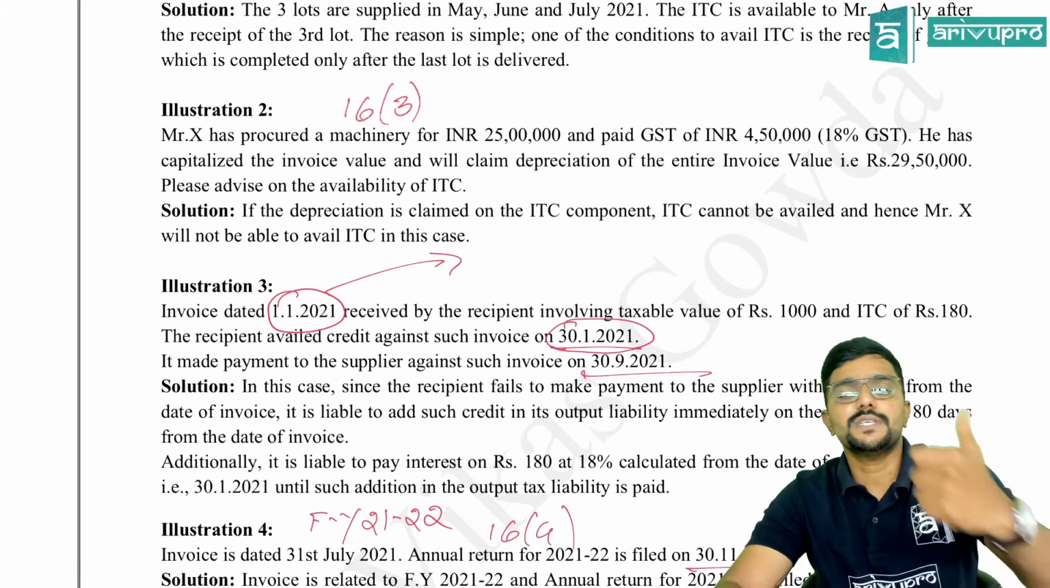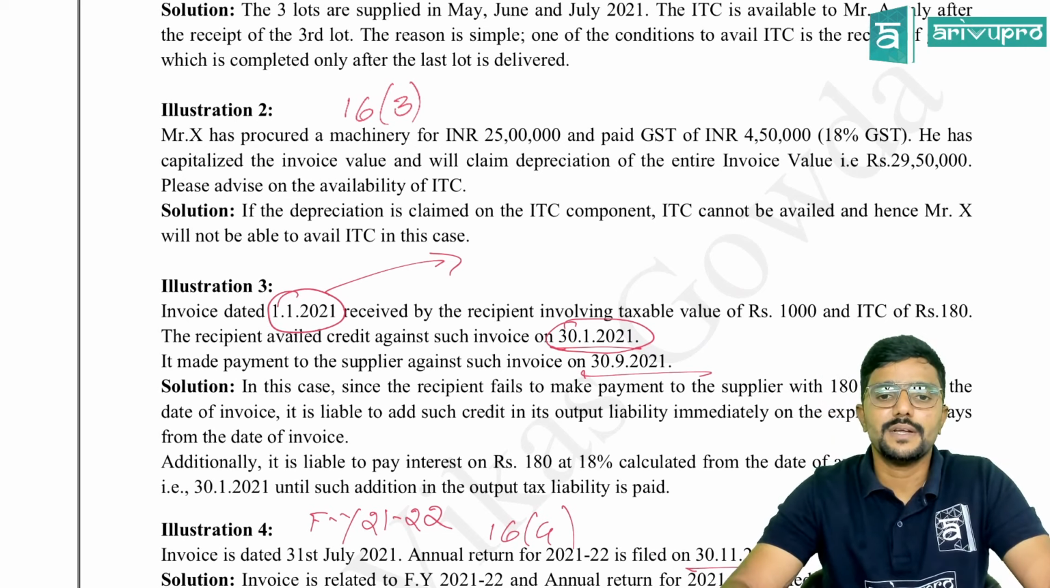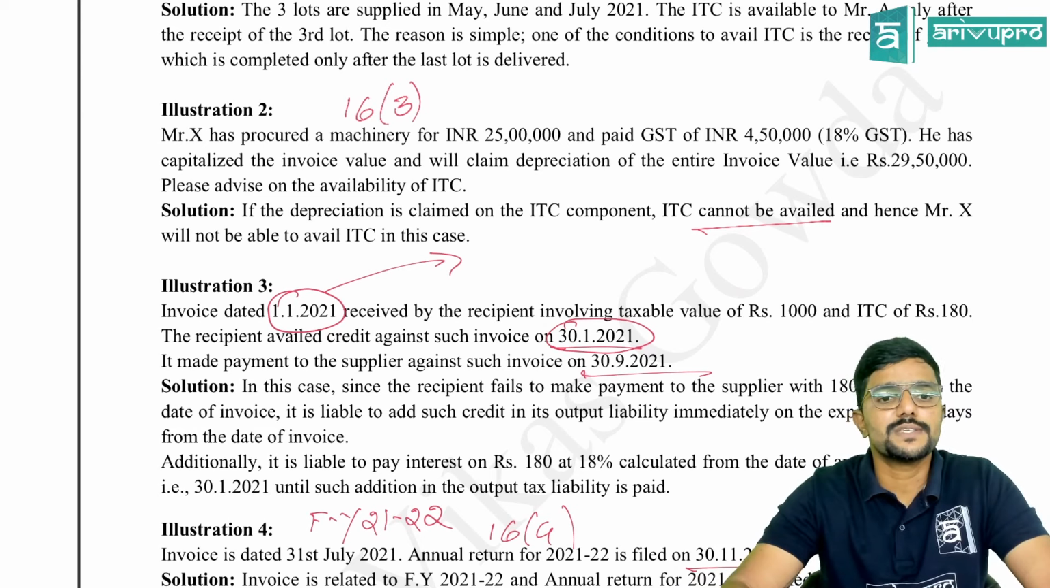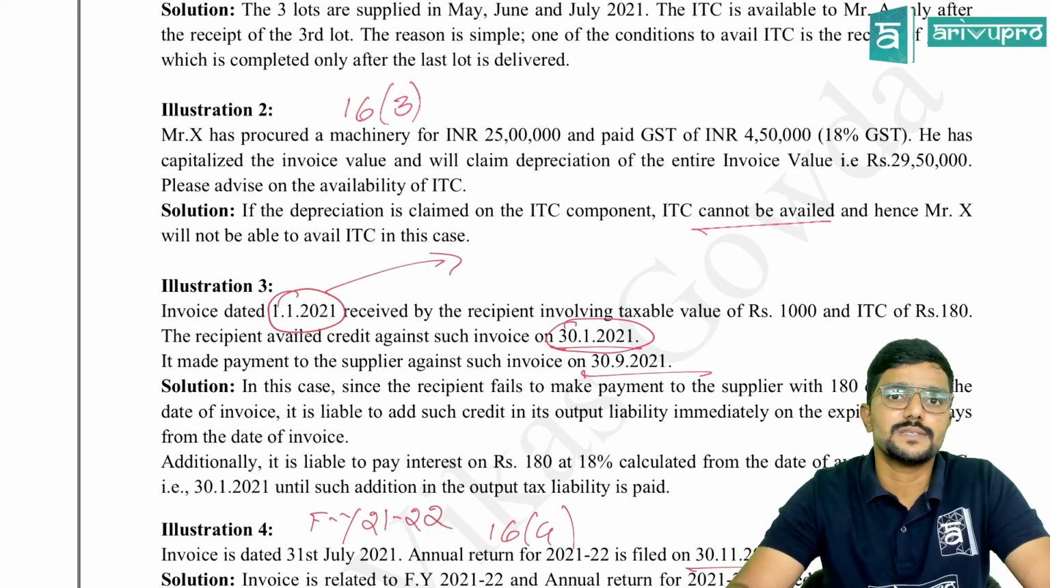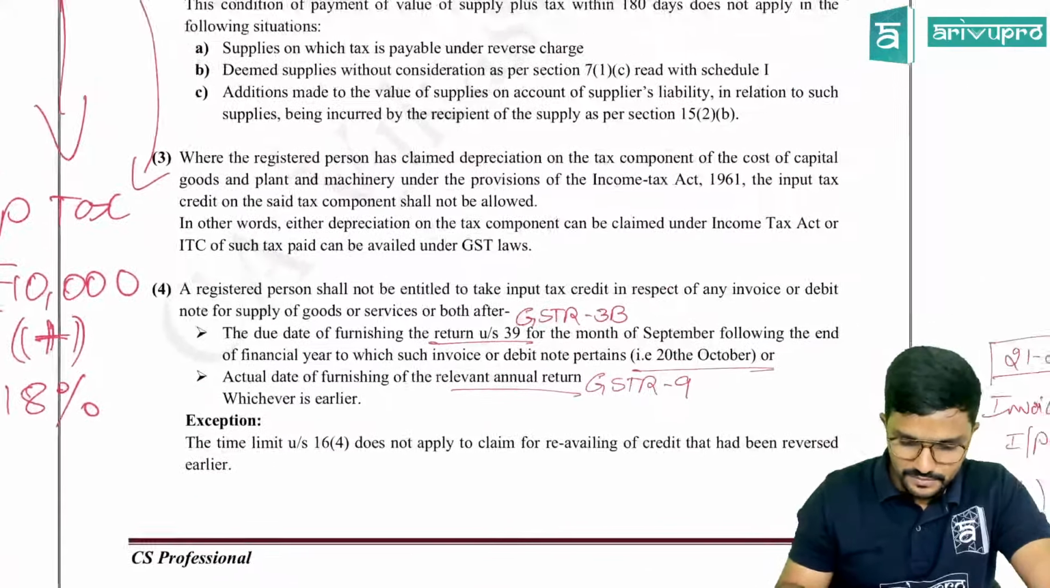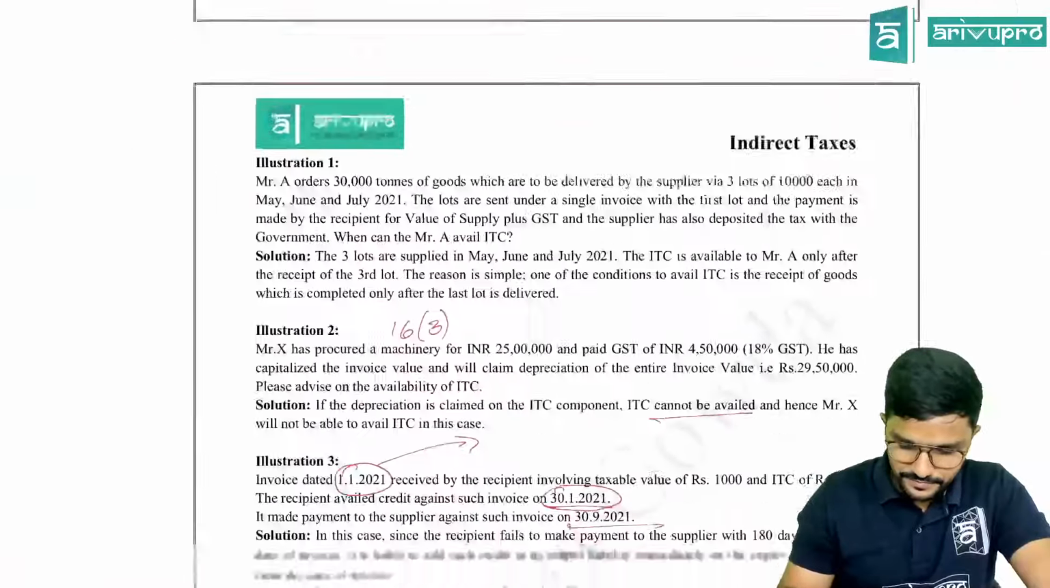If the depreciation is claimed on the ITC component, ITC cannot be availed, and hence Mr. X will not be able to avail ITC in this case. He will not be able to avail ITC in the given case, guys. Is that clear? Yes, sir. So we are done with section 16. We have covered all the topics here.